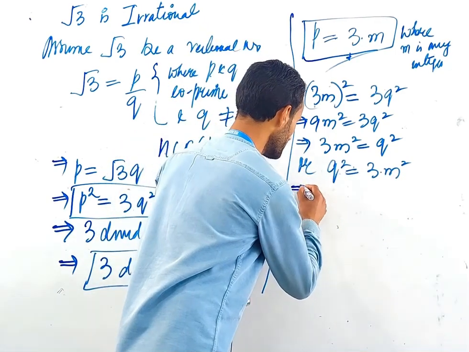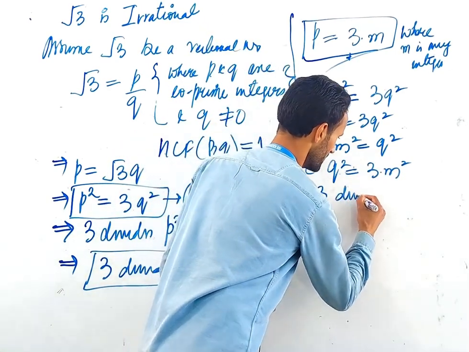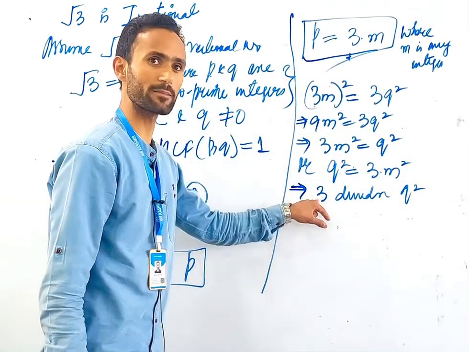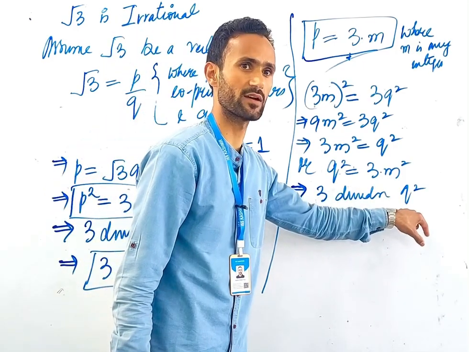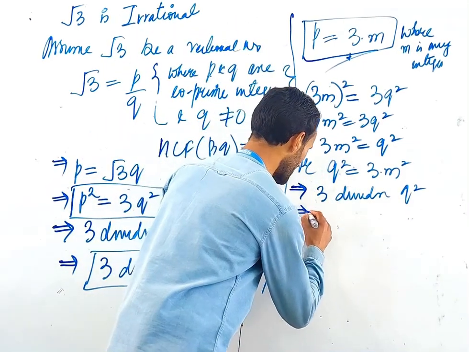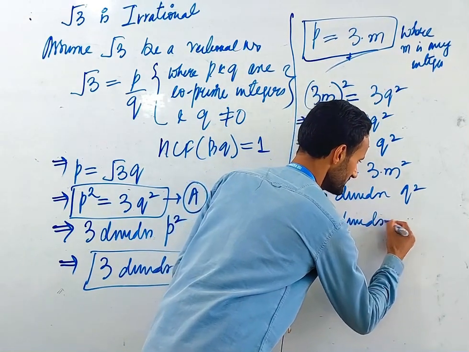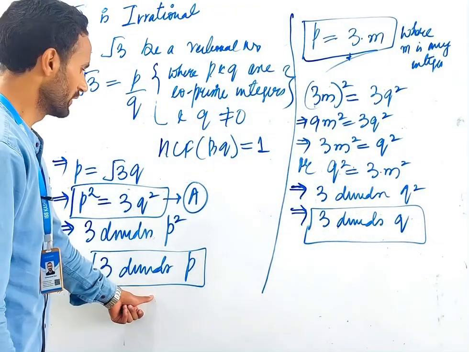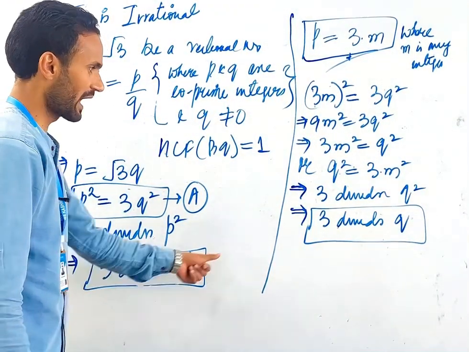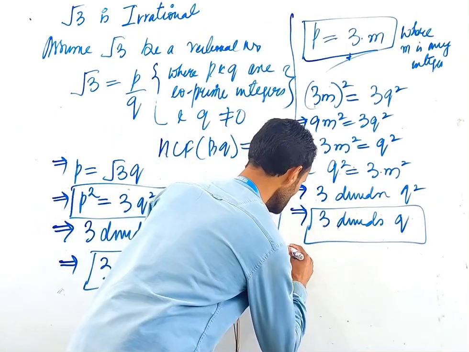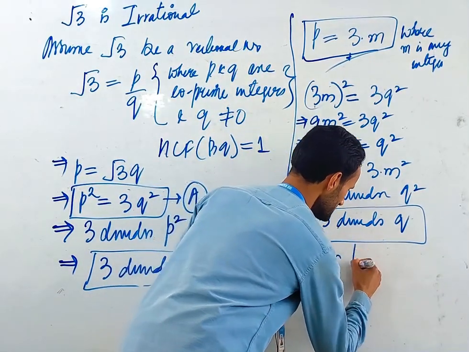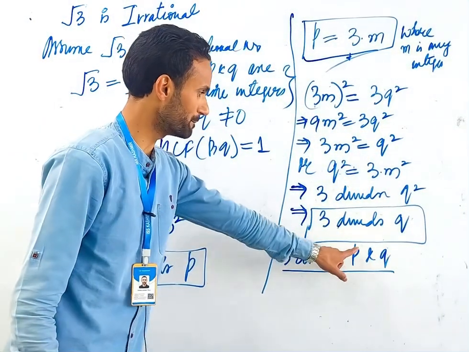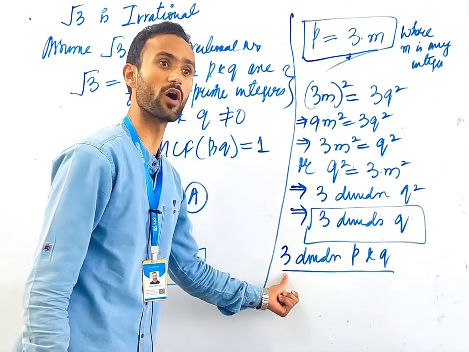That means we can conclude that 3 divides q square. Since 3 is a prime and 3 divides q square, by the result we can conclude that 3 divides q also. From these two equations, we deduce that 3 divides P and 3 divides Q. That means 3 divides P and Q. That means P and Q have 3 as a common factor.